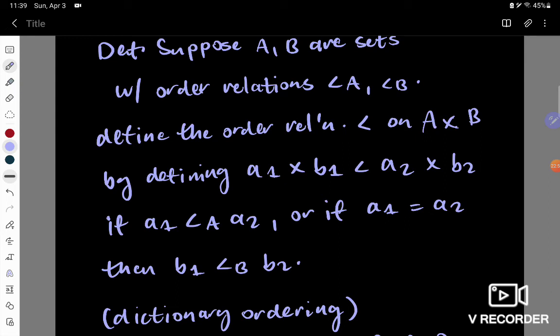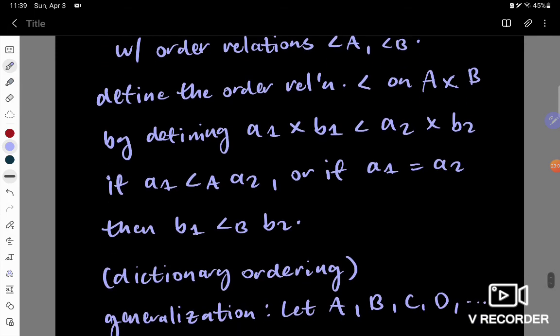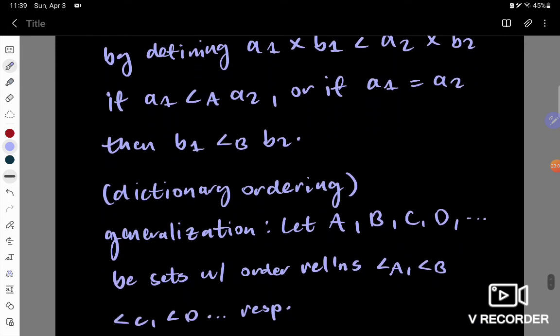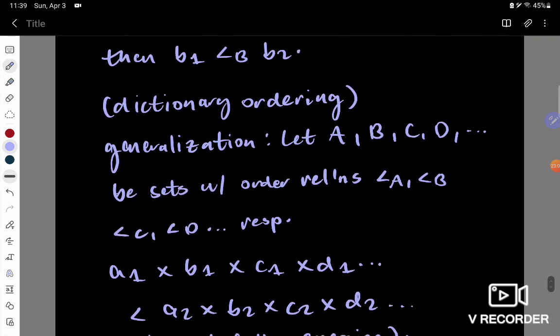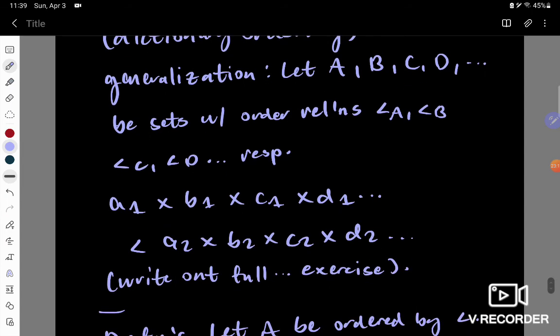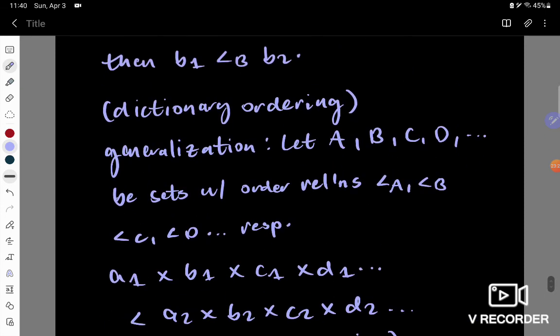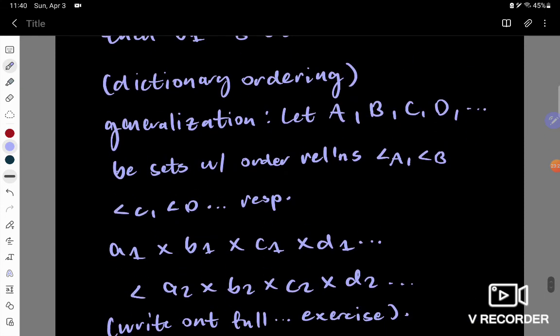And now, of course, there's nothing special about just having two sets. You can define this on a more general Cartesian product, and it might be good to write this out. I just vaguely sketched it here, with these corresponding order relations on these sets, and then you can really just go element by element as far as you like, comparing term by term or point by point. So this is the dictionary ordering on a Cartesian product of ordered sets.